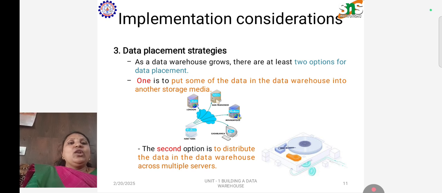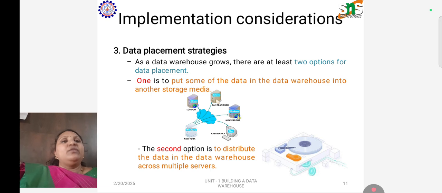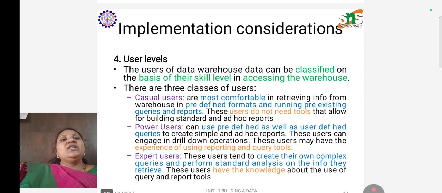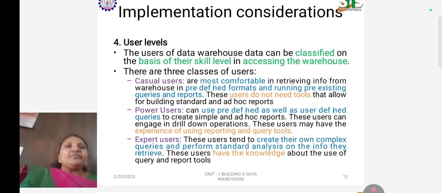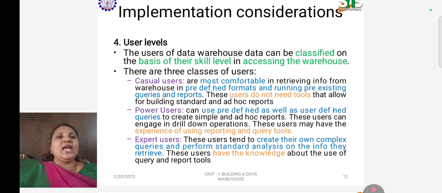And the second thing is that we have multiple servers. So based on the servers, we can make a map of the servers to get the data for the placement strategies. And the next consideration is about the user level. Here, the users of data warehouse data can be classified on the basis of their skill level in accessing the warehouse. So there are three types of users we are going to see in this class. The first is the casual user, the second is the power user, and the third is the expert user, with experience of using the reporting and query tool.